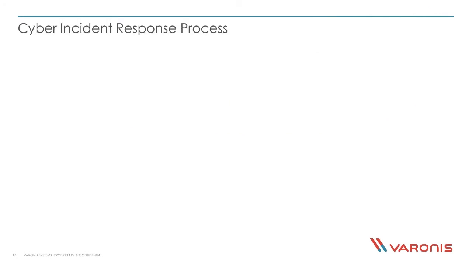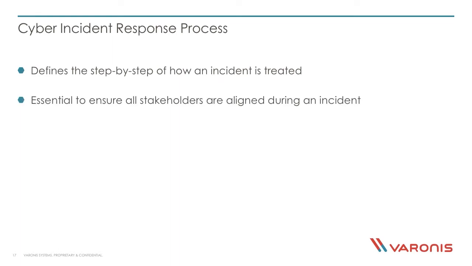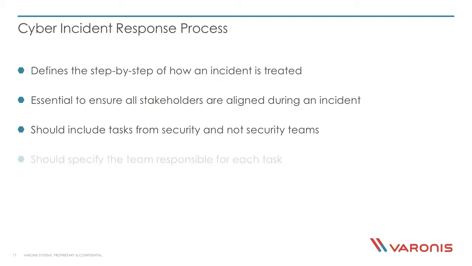As I mentioned at the beginning of this course, this incident response process defines the step-by-step of how an incident is treated. Meaning, it defines each task during an investigation, as well as the owner of each task. This process is essential to ensure all stakeholders are aligned during an incident, and also to ensure they all know what to do when things happen. The process should include tasks from both security and non-security teams, since sometimes during an incident, you may need help from other teams. The process should also specify the teams that own each task, so you can easily identify who is responsible for what.